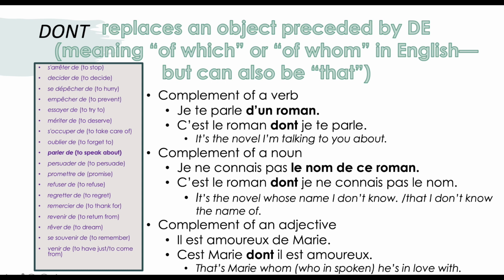So de ce roman is following a noun. And then in the third example, we have the complement of an adjective, the adjective being amoureux, or we would translate that in English to in love with. We would actually use the preposition with. But here, we're going to say c'est Marie dont il est amoureux, so that's Marie with whom, or whom he's in love with, I guess. And again, in spoken English, we say who, even though it's not grammatically correct.